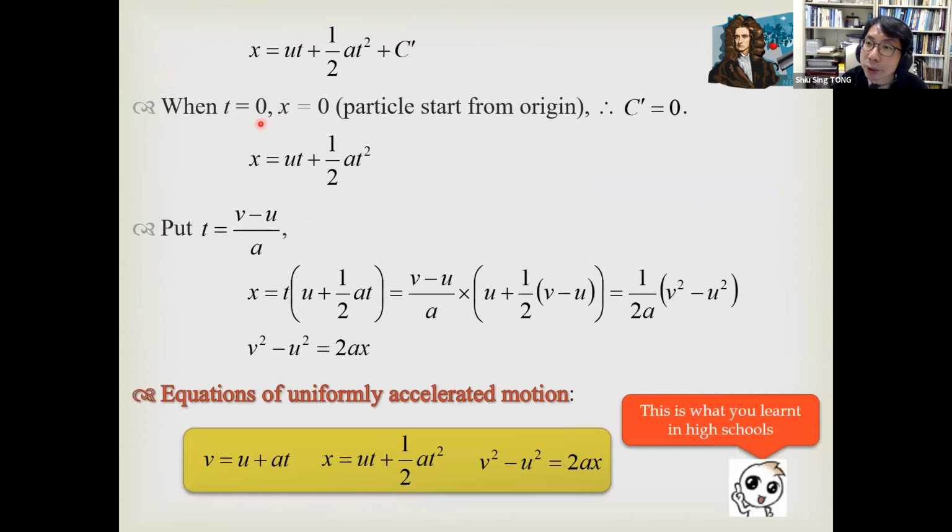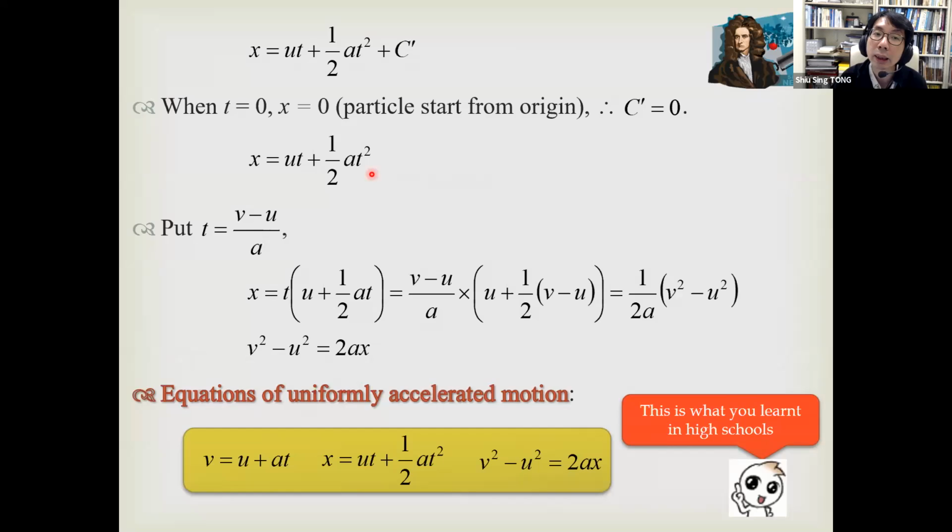So what is this initial position? The simplest choice is that at time 0, the particle starts from the point x equal to 0. If I put t equal to 0 on the right-hand side, and also x equal to 0, I get c prime equal to 0. So c prime has gone, and I get x equal to ut plus half at squared. This is another equation of motion you learned in high school on uniform accelerated motion, right?